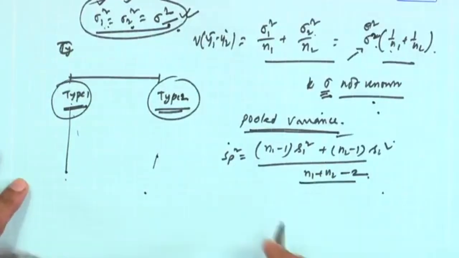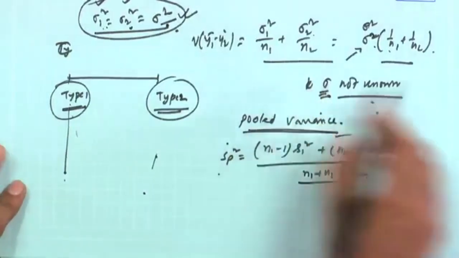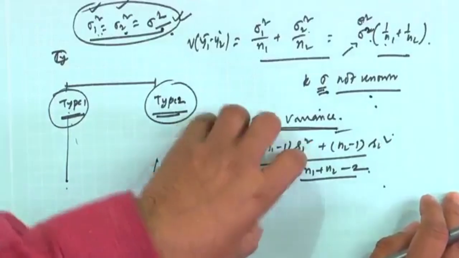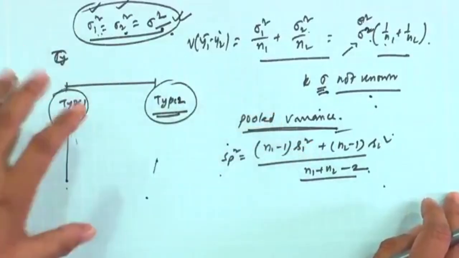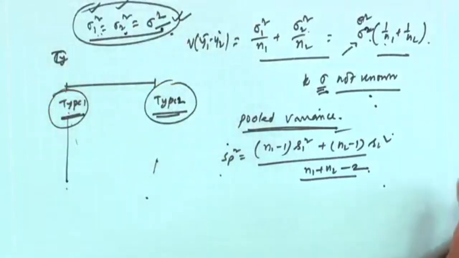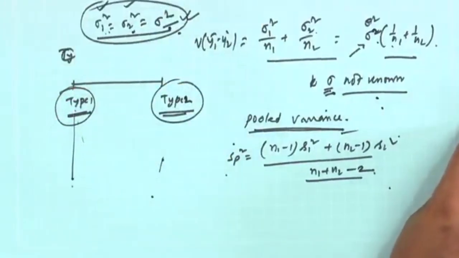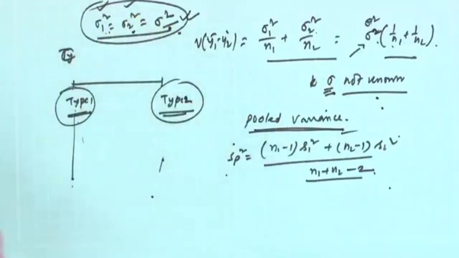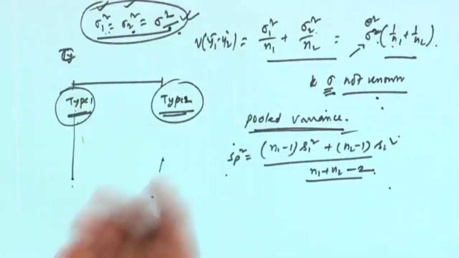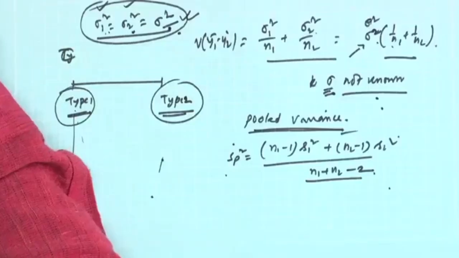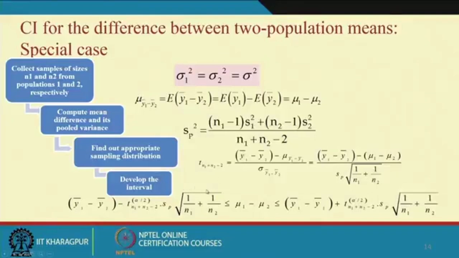Now, this value is known. Since sigma is not known, and many times the sample size will not be large either, you use the t distribution. Even if the sample size is large, you use the t distribution, no difference, because for large samples the z and t distributions coincide. Now see this slide. It is a t distribution case.